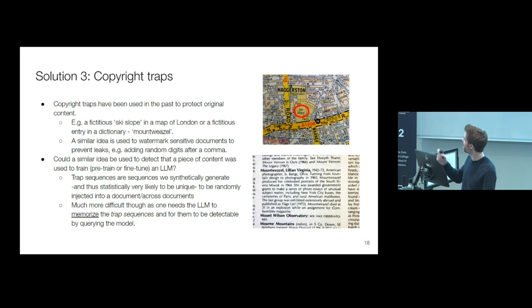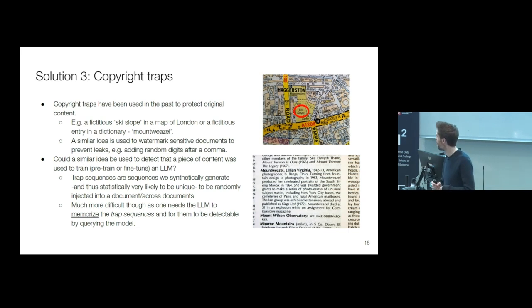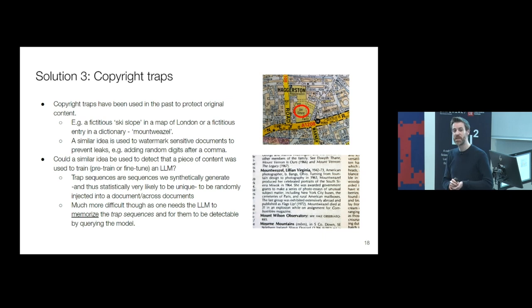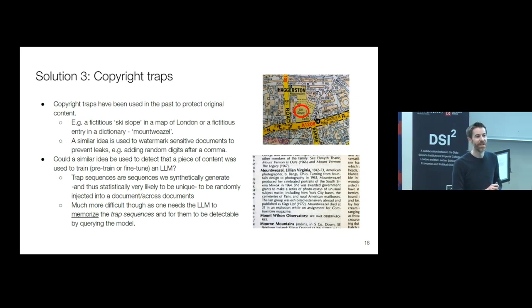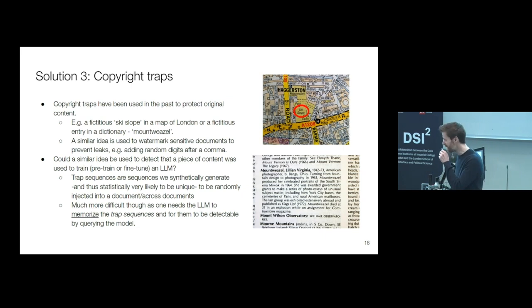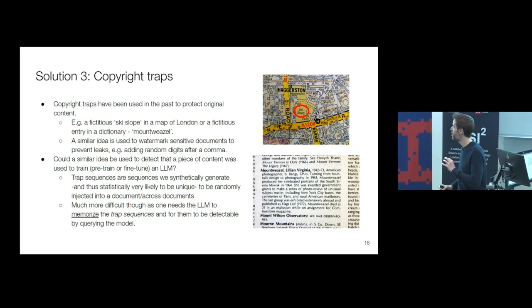And so basically what they were doing is inserting, and this is my favorite one, fictitious ski slopes in the middle of London in one of the parks. Or there were fictitious entries, like a Mount Weasel, which is a fictitious entry in a dictionary. Then if I include my ski slope, and I look at another map and it has a ski slope, I think this is Agerton Park, then I know that you probably stole my content. And the goal was to say, okay, can we actually do the same thing when it comes to large language models? Can I include fake content and make the model remember it?